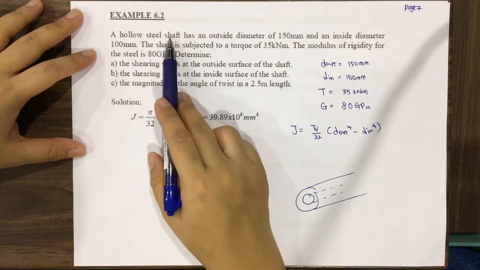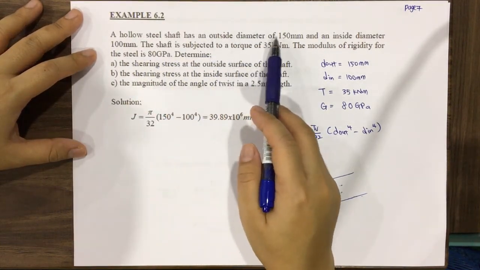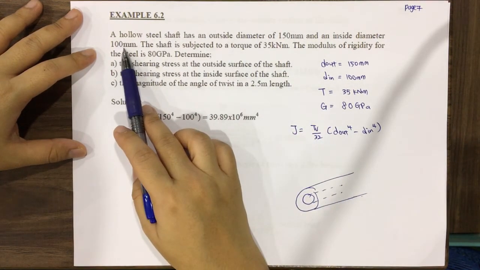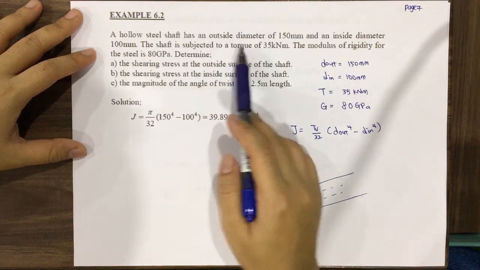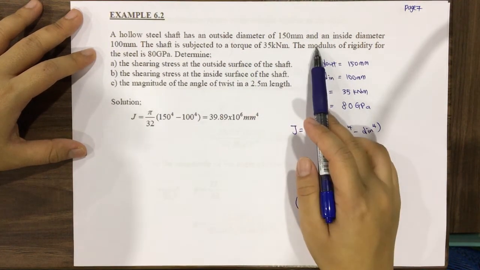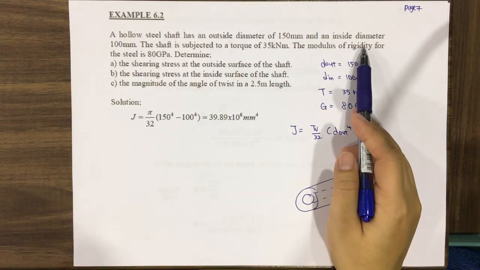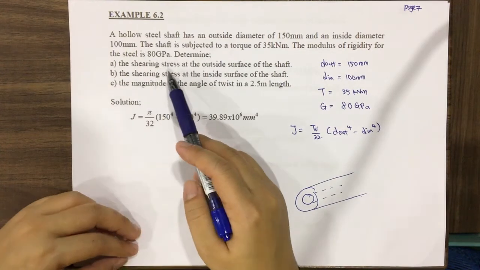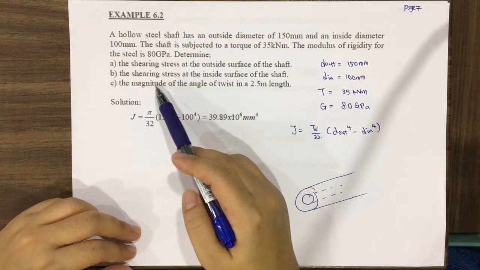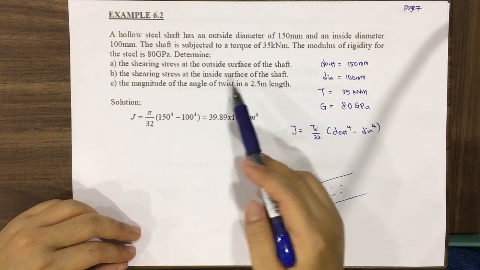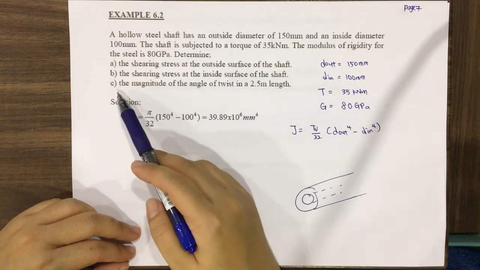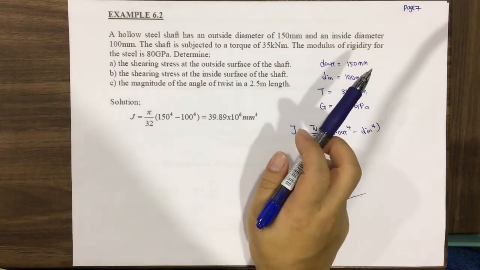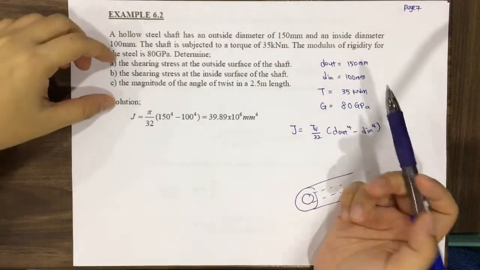A hollow steel shaft has an outside diameter of 150 millimeter and an inside diameter of 100 mm. The shaft is subjected to a torque of 35 kN·m, and the modulus of rigidity for the steel is 80 gigapascal. Determine A, the shearing stress at the outside surface of the shaft, B, the shearing stress at the inside surface of the shaft, and C, the magnitude of the angle of twist in a 2.5 meter length. So what is the solution?